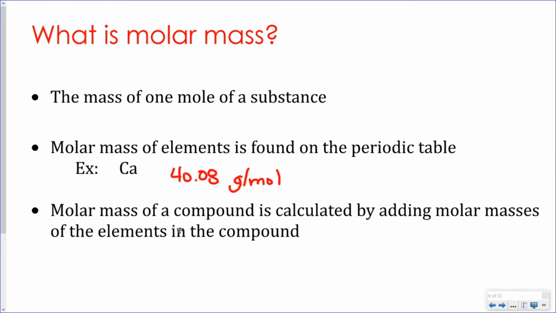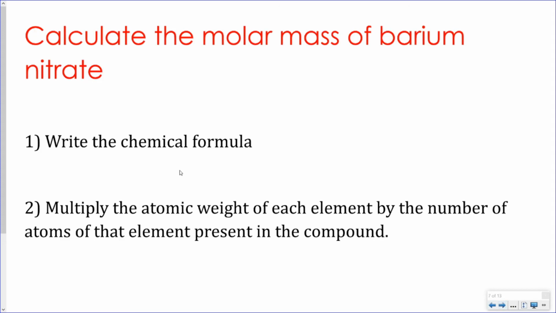However, how do we find the molar mass of a compound? Because we are not always just dealing with elements. Sometimes we're dealing with compounds. And we calculate them by adding the molar masses of the elements in the compound. So you just basically are adding them all up. So here's how we would do that using an example.